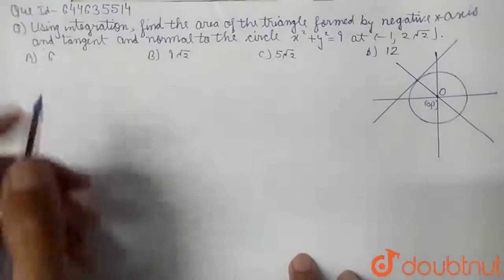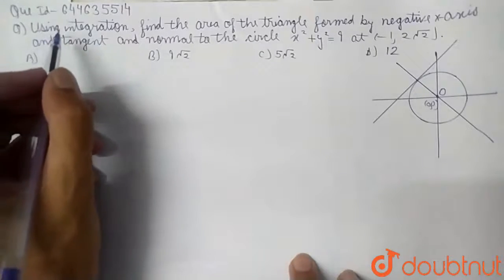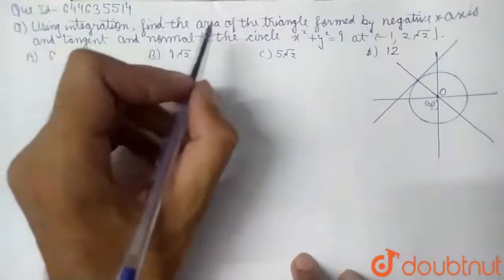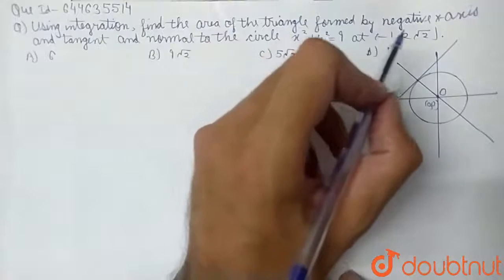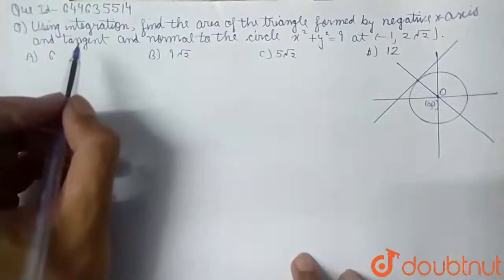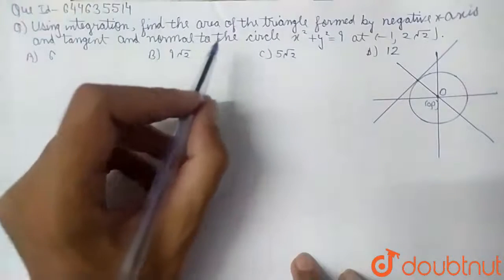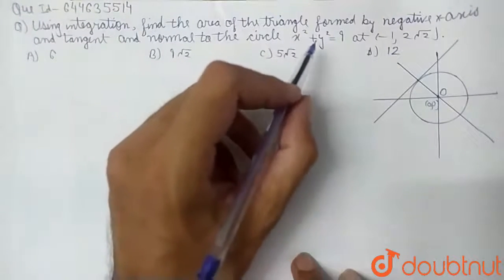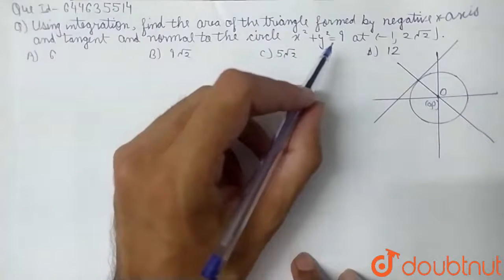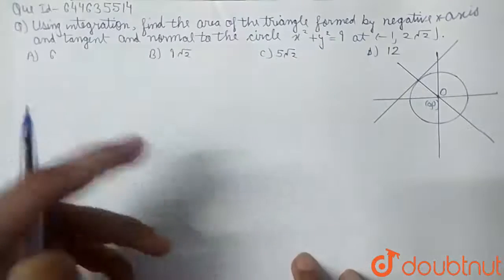Hello everyone. Today our question is: using integration, find the area of the triangle formed by the negative x-axis and the tangent and normal to the circle x square plus y square is equal to 9 at (-1, 2 root 2).